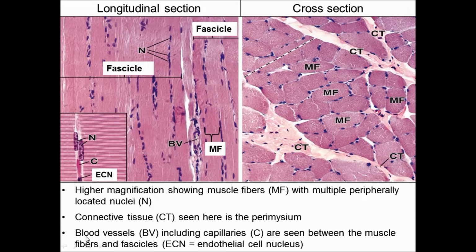At higher magnification, you can see muscle fibers with multiple peripherally located nuclei. These are apparent both in longitudinal and cross-section, and are one of the real giveaways that's going to help you identify this tissue as skeletal muscle. You can also see the vasculature in the perimysium between fascicles, and the details of that vasculature, such as endothelial cell nuclei, are even distinguishable.